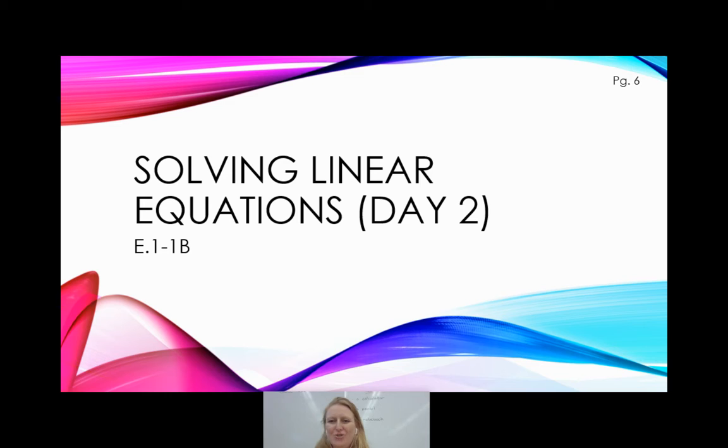So we already know what you do to one side, you must do to the other. We know that we use inverse operations, right? We undo division with multiplication, we undo addition with subtraction, right? We know these things. But we're just going to start digging in a little bit more with some practical applications.